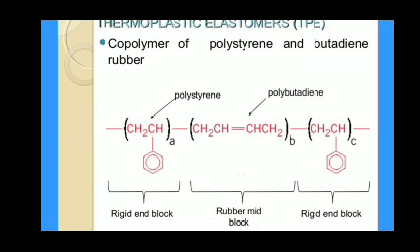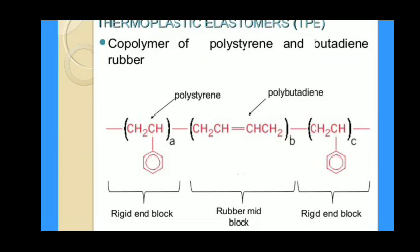Buna S is used in preparation of floor tiles, footwear, etc. It is used in automobile tires, tubes, etc. It is also used in cable insulation, carpet backing, etc. These are the uses of Buna S.